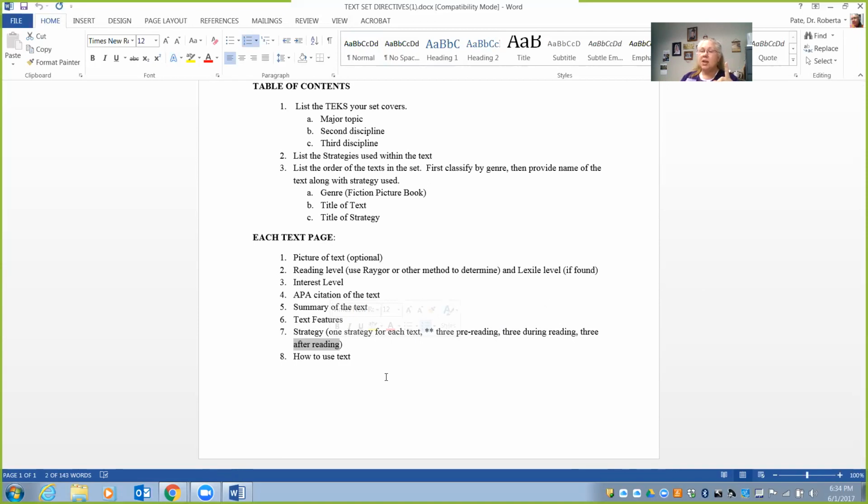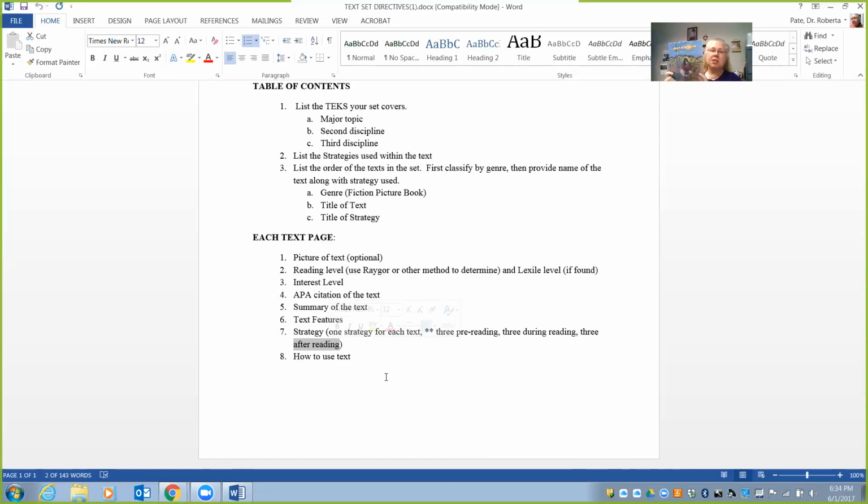So just one strategy per text, but you need to determine, are you going to use this text as a pre-reading text with a pre-reading strategy? For instance, I've done this before with my Angel of the Alamo text. Before we even read it, I did an anticipation guide. Actually, I did it with Voices of the Alamo too.